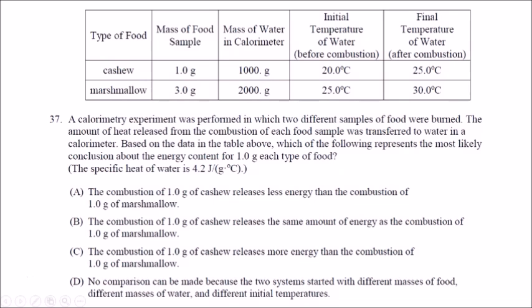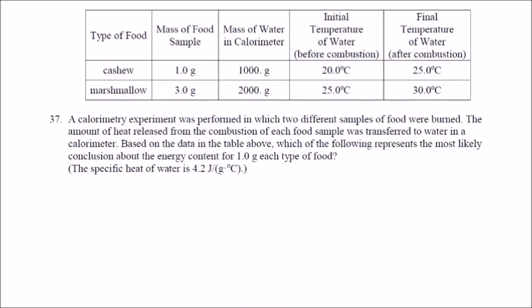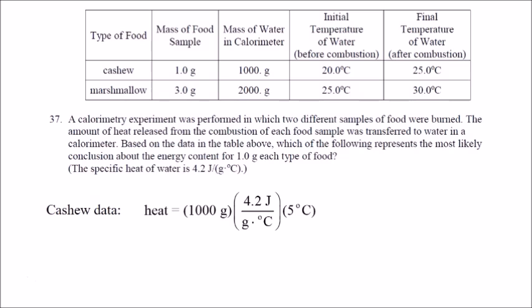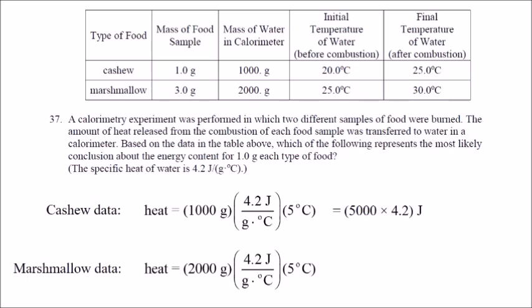Number 37, there's a lot of data to process. Let's go ahead and take a look at each of the combustion data separately. So we have the cashew that was burned, and we have the marshmallow that was burned. The data for the cashew is that 1,000 grams of water, so mc delta T, times 4.2 joules per gram degree Celsius, and a delta T of 5 degrees. So the math there would be 5,000 times 4.2, that would give us the total number of joules of heat released when the 1 gram of cashew was burned. For the marshmallow, we have 2,000 grams of water.